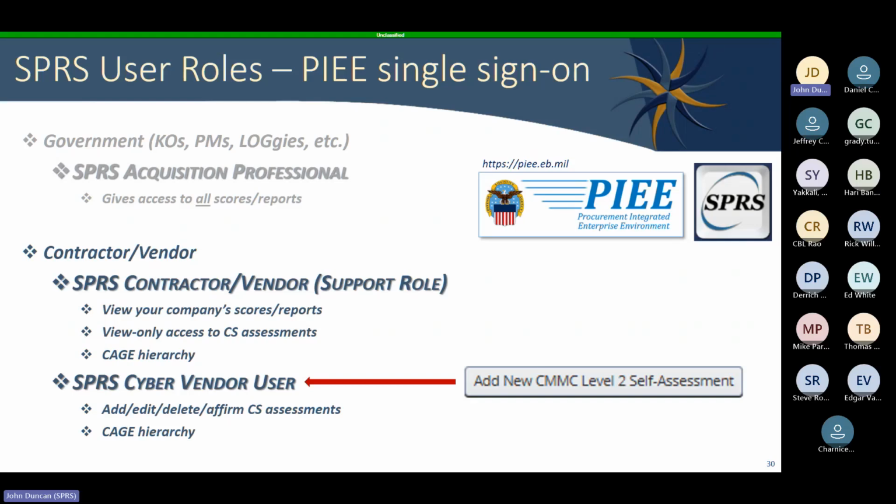That's the URL for PIEE. And then the SPRS is what the tile looks like. If you haven't been in there, you'll see every time you have an additional program access there, you'll need WAF, and you'll need SPRS so you can go in and see your scores.